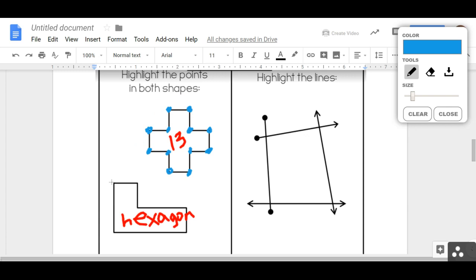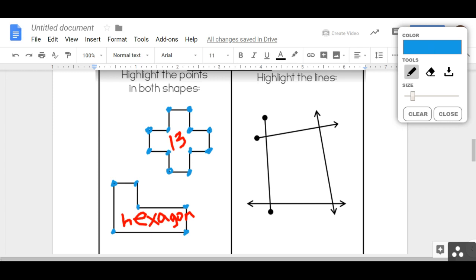And we're going to do the same thing over here. This is a point, this is a point, a point, a point, a point, and a point, okay? So there's our points on those shapes, also known as vertex if you're talking about 3D figures. All right, let's move next door to highlight lines.